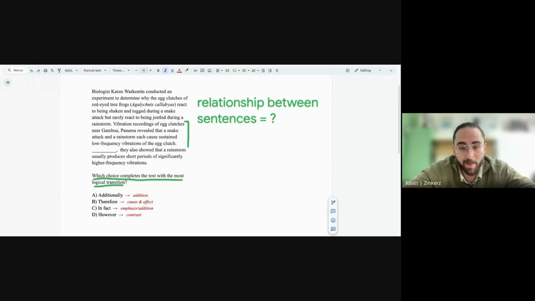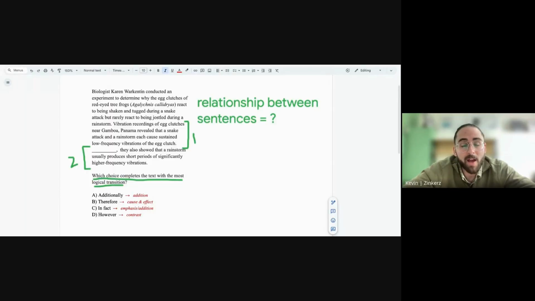The blank is going to come after that, so I know that this is my first sentence. Blank, they also showed that a rainstorm usually produces short periods of significantly higher frequency vibrations. That is obviously our second sentence. So now we have to think about what ideas are in the first versus what ideas are in the second, and then how do those ideas relate.